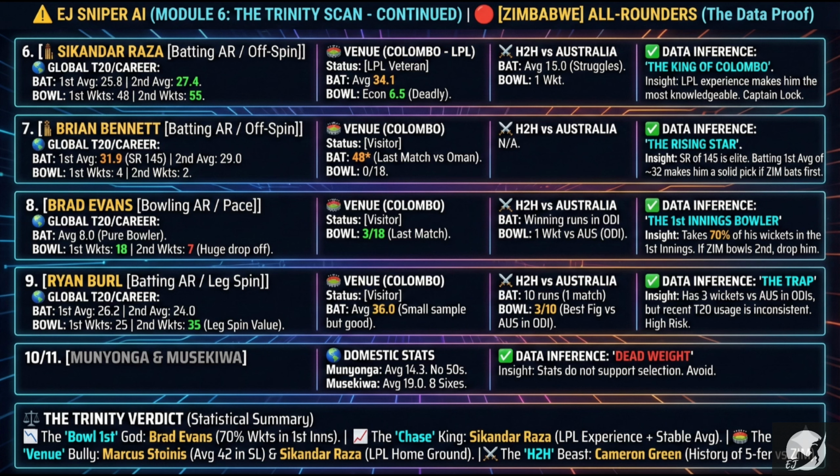And finally, the trap. Ryan Burrell. He has history against Australia, but his recent usage is volatile. The data flags him as high risk. Only touch him if you need a miracle. The Trinity verdict is sealed. Raza is the chase king. Evans is the first innings god. Now, let's move to the batting focus and separate the glass cannons from the assassins.